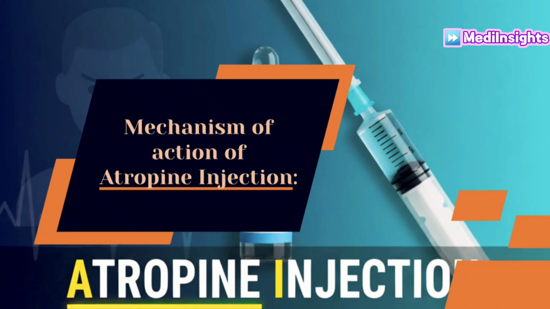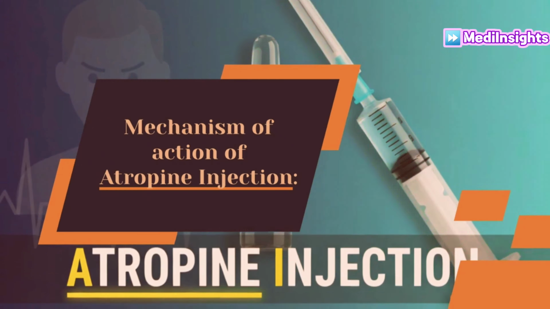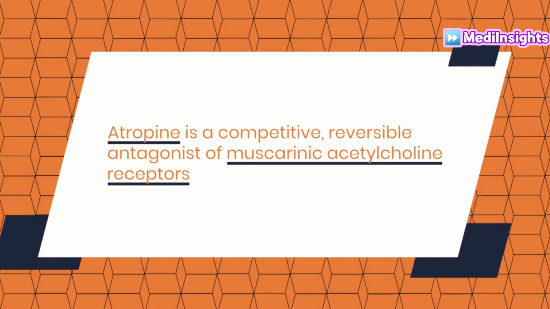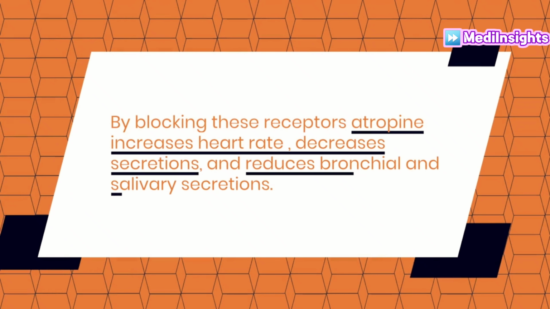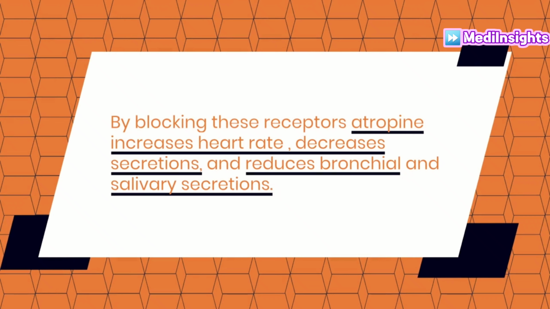Next, mechanism of action of atropine injection. Atropine is a competitive, reversible antagonist of muscarinic acetylcholine receptors, so it blocks parasympathetic effects on the heart and glands. By blocking these receptors, atropine increases heart rate, decreases secretions, and reduces bronchial and salivary secretions.